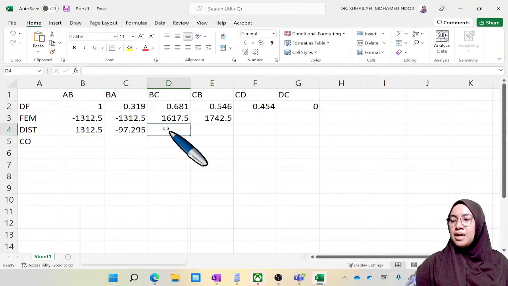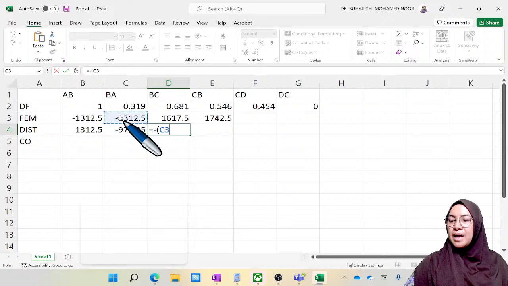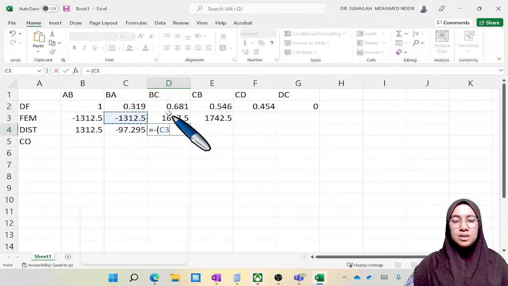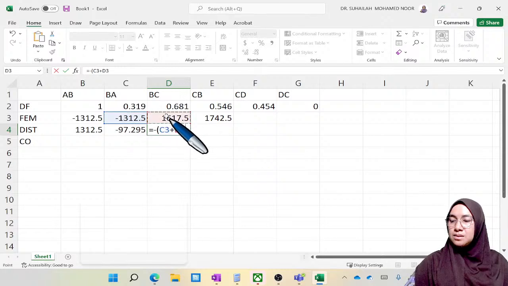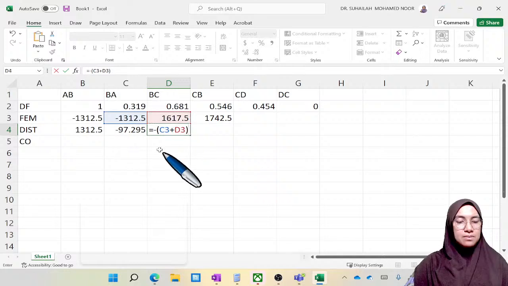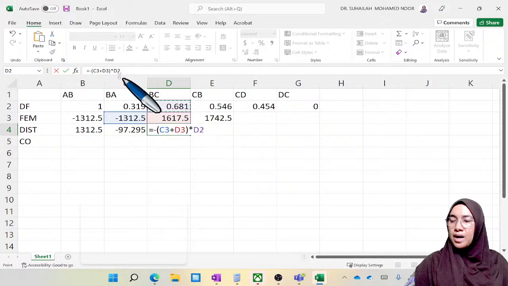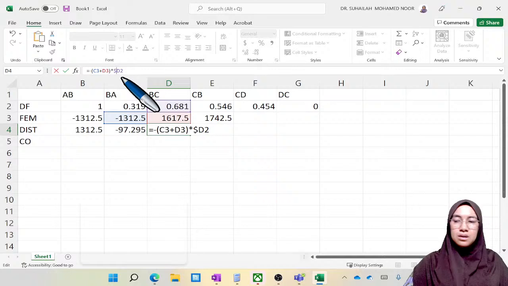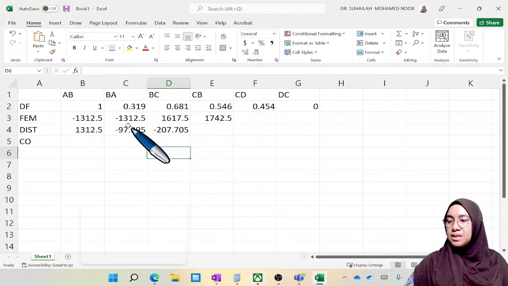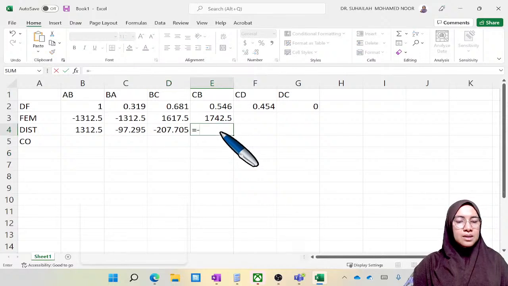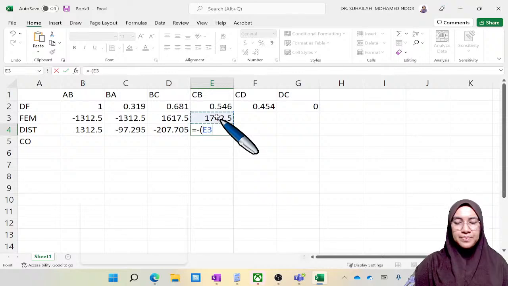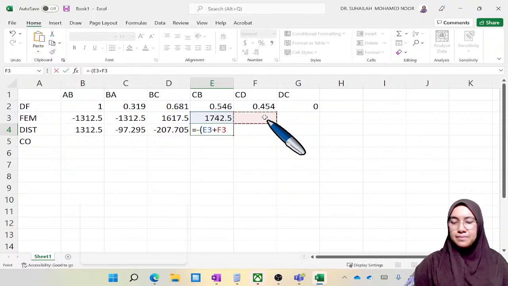Okay, and then again repeat the process. Joint moment is total, so plus this, times with factor 0.681. Okay, I want to log the distribution factor like this. Okay, again, so it is total plus this.